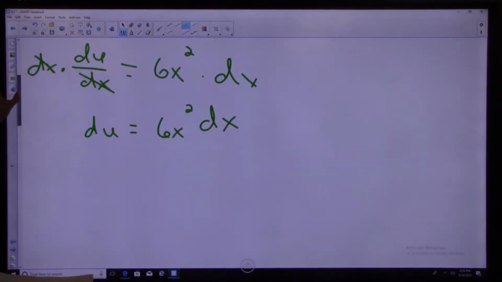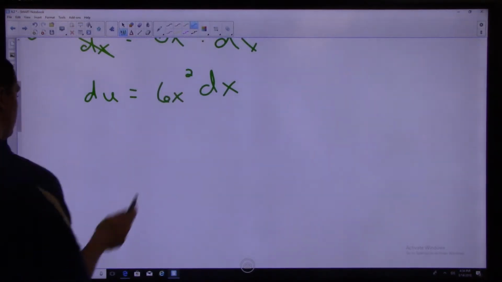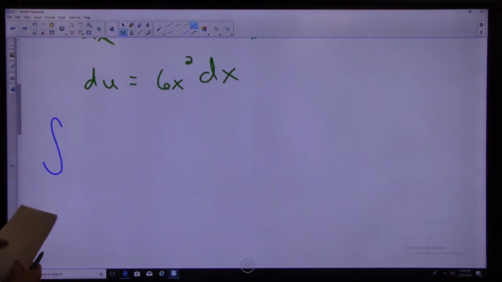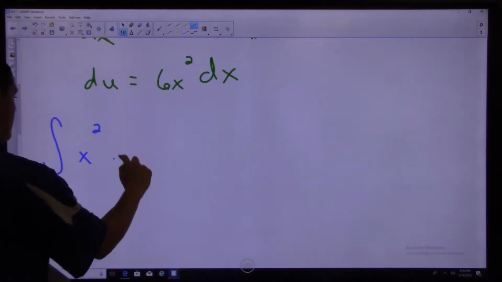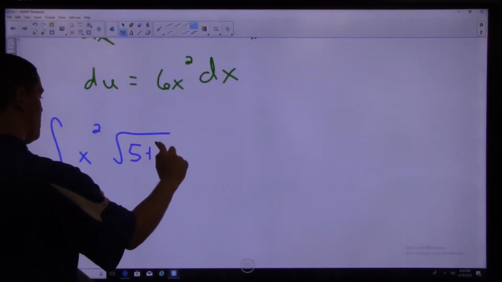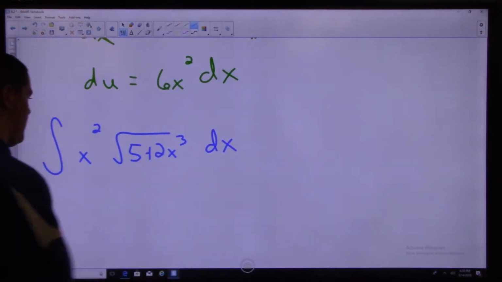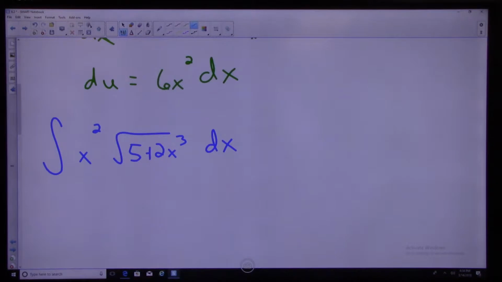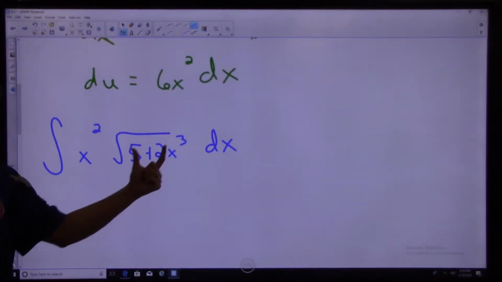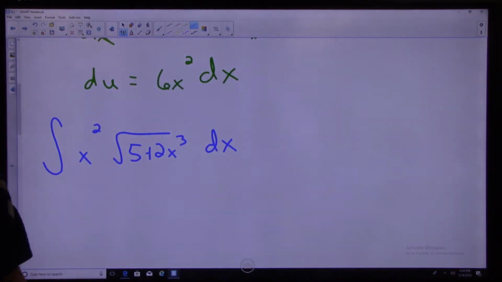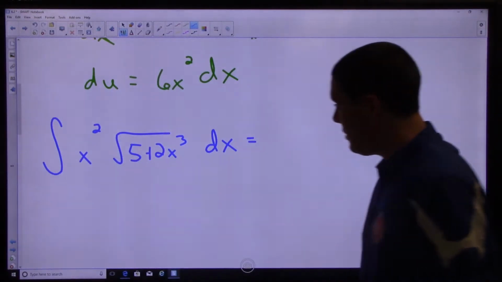All right, so I'm going to rewrite the integral again. It's the integral of x squared times the square root of 5 plus 2x cubed, and then dx. We want to try to write this as the integral of f of u du. Right now the variable is x, and we want to integrate with respect to x.